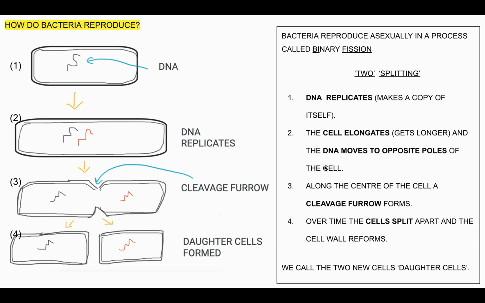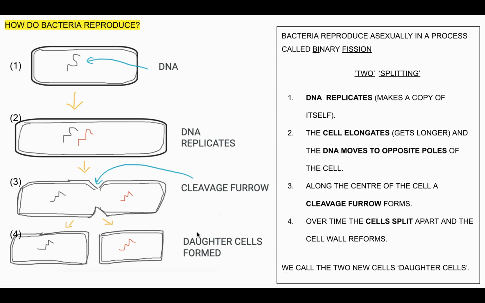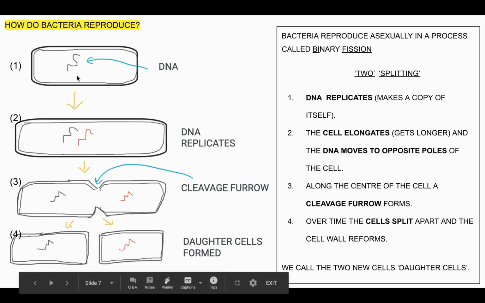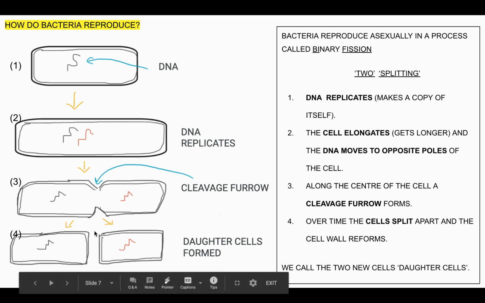So the next thing that will happen is we form a furrow, a cleavage furrow. I'm sure you've heard the word cleavage before, but this cleavage furrow will deepen, and the cells will eventually split apart, and then around these cells, the cell walls will reform. So reproduction for bacteria is very easy to remember. You start with a mother cell, the mother cell elongates, the DNA replicates, the DNA moves to opposite sides, a cleavage furrow develops, and the cells split apart.